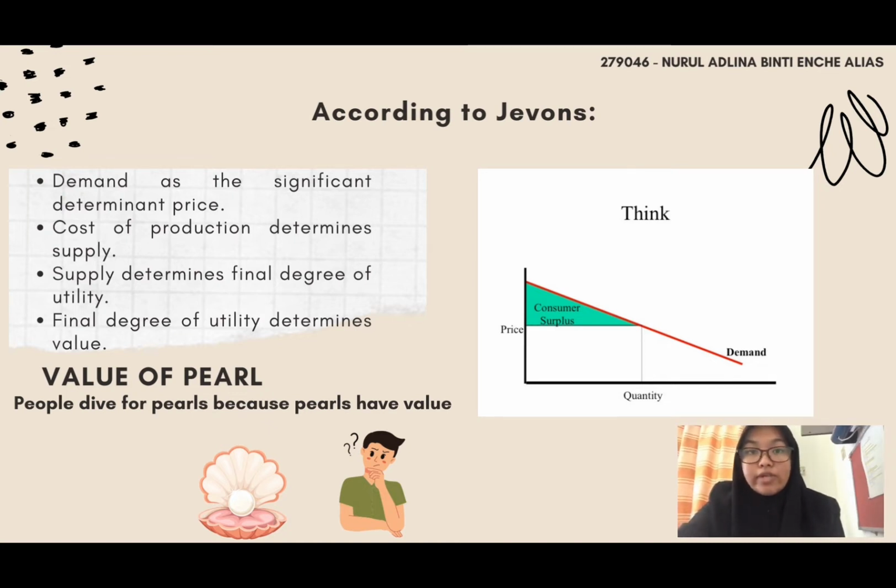So we can conclude that Jevons de-emphasized demand utility as the significant determinant of price. According to Jevons, cost of production determines supply, supply determines the final degree of utility, and final degree of utility determines value.